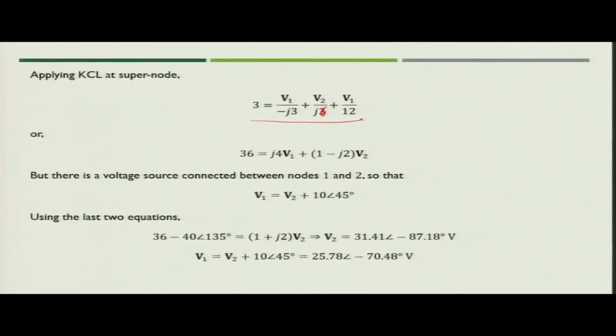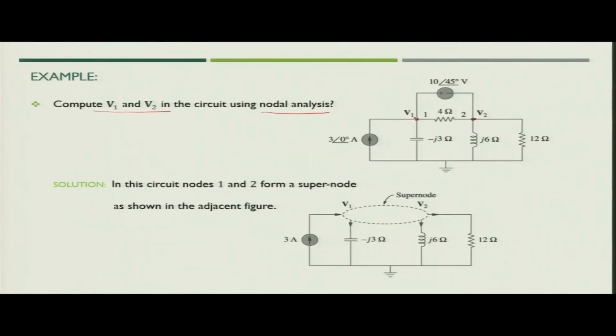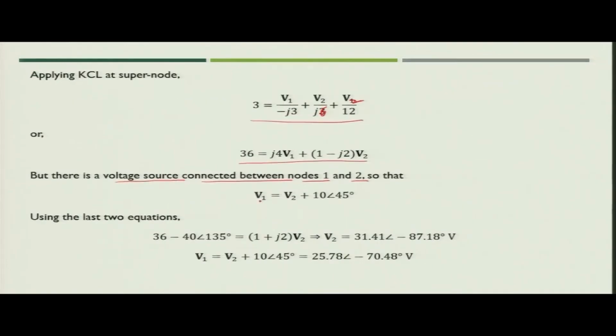Now, we will simplify this, and when we simplify, we get the equation as 36 is equal to j4 V1 plus (1 minus j2) V2. Now, we also know that the voltage source is connected between nodes 1 and 2. So, we can say that V1 is nothing but V2 plus the value of tan angle 45 degree. So, we will write V1 is equal to V2 plus 1 angle 45 degree.